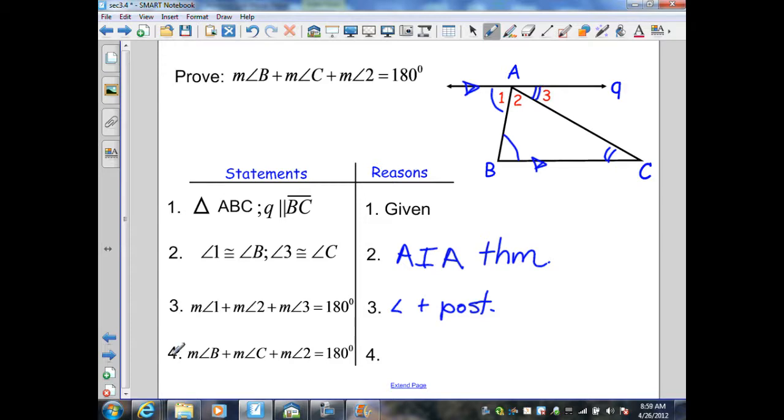Now, I have step 4, the measure of angle B plus the measure of angle C plus the measure of angle 2. I know that the measure of angle 1 is equal to B, so all we do is substitute. The measure of angle 3 is equal to the measure of angle C. So again, we just substitute. And we have the measure of angle 2 already in our problem from step 3. So from step 3 to step 4, all we had to do was use the property of substitution.